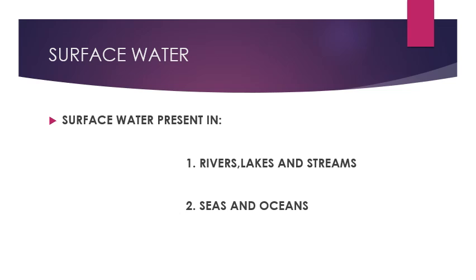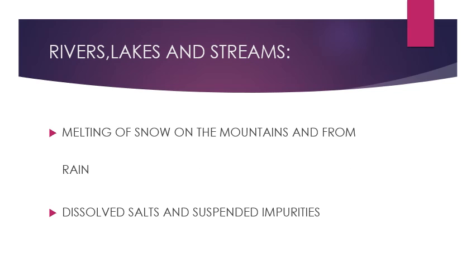Surface water. Surface water is present in rivers, lakes, streams, seas and oceans. Now let's move on to rivers, lakes, and streams. Water present in these water bodies comes from the melting of snow on the mountains and from rain. Along its course, water travels through hills and plains and becomes impure. It contains dissolved salts and suspended impurities.